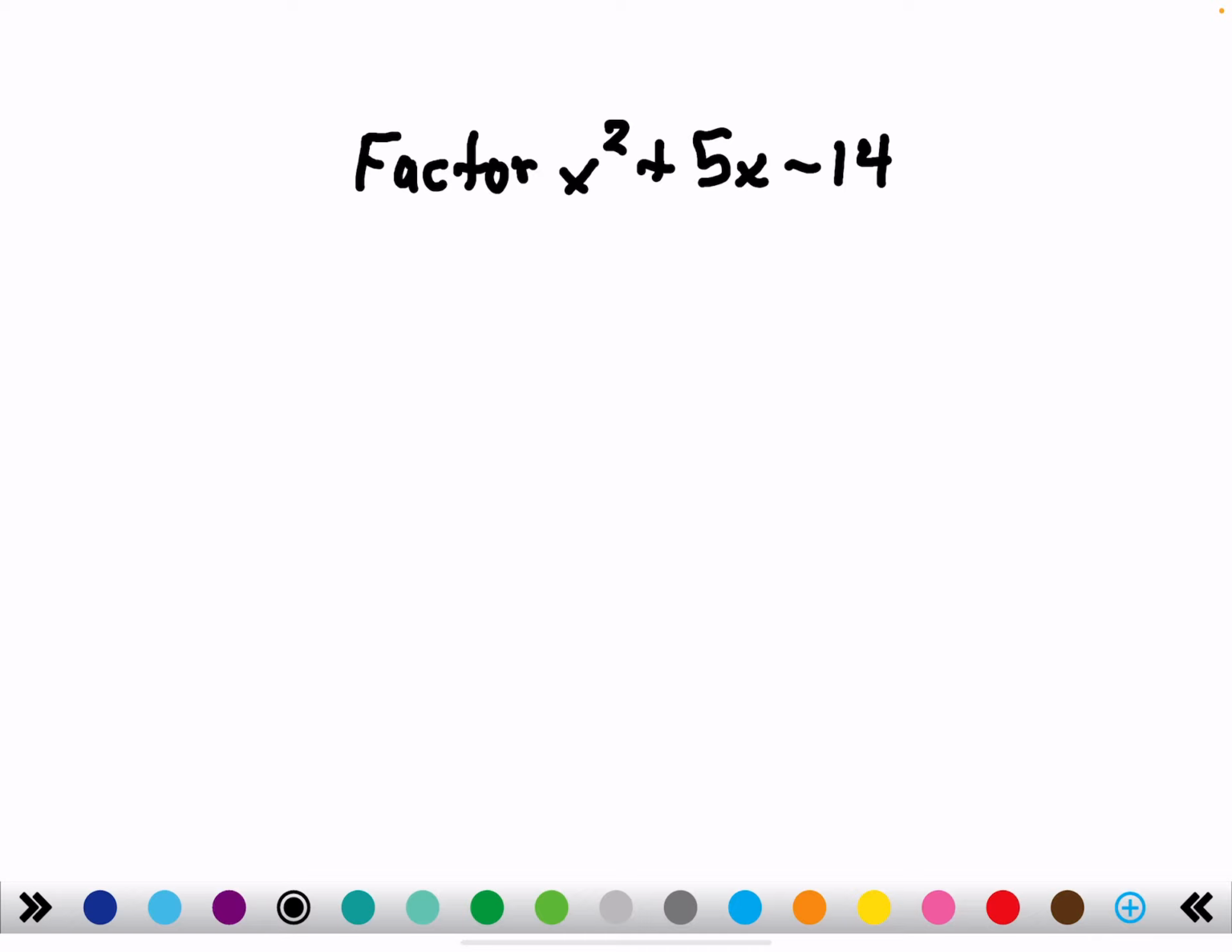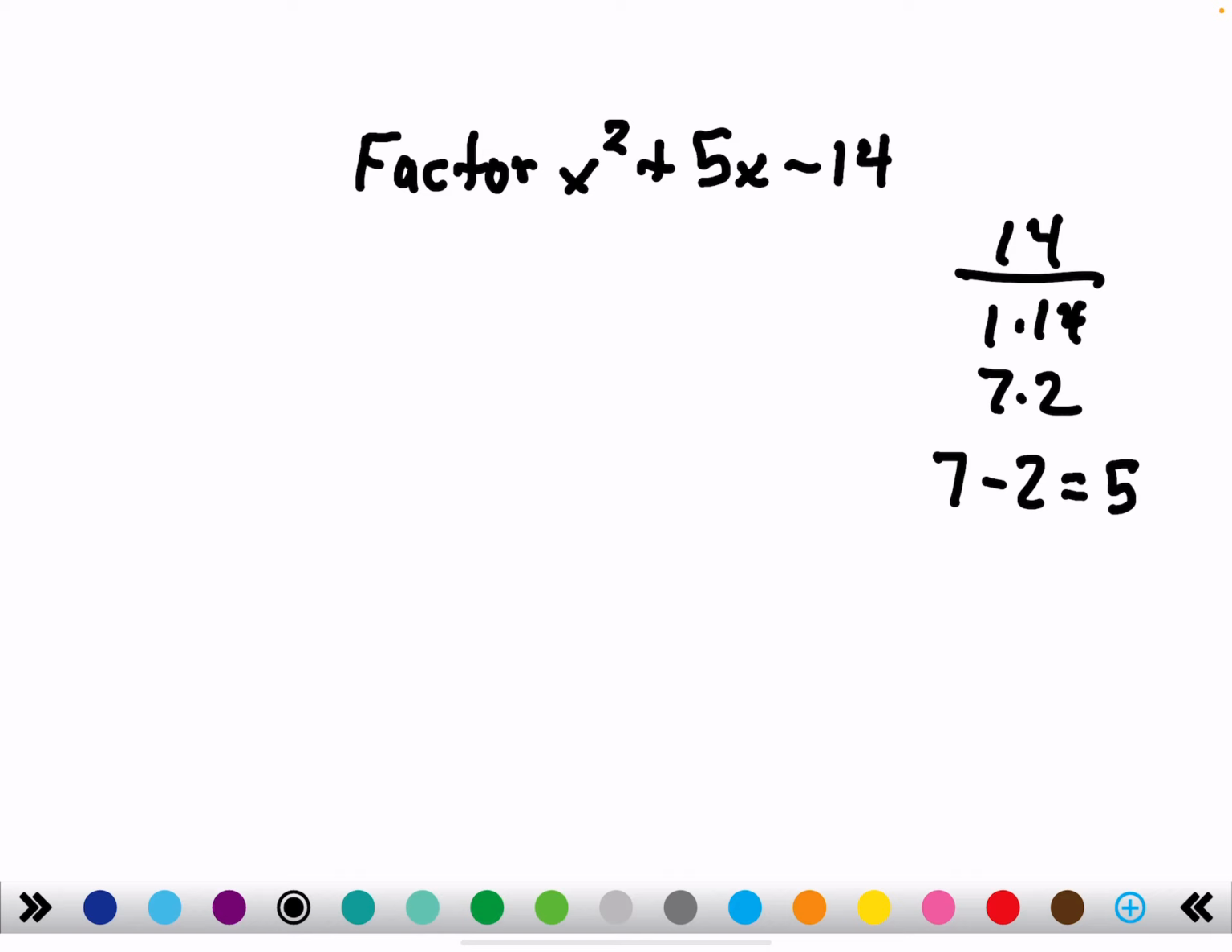Now let's factor x squared plus 5x minus 14. So we ask ourselves the factoring question. What are two numbers that multiply to negative 14 and add to 5? So think of the factors of 14. 1 and 14, too big. 7 and 2, bingo. 7 minus 2 is 5.